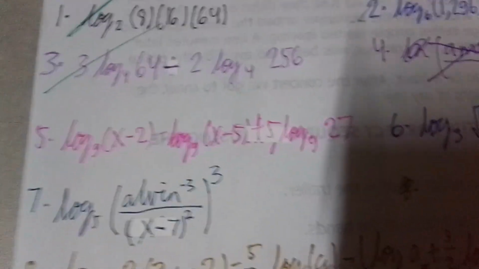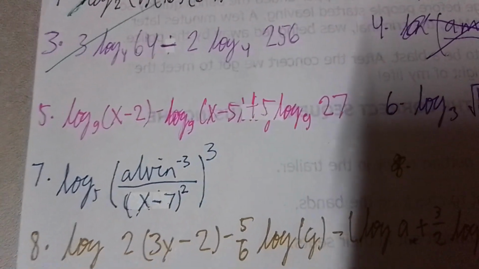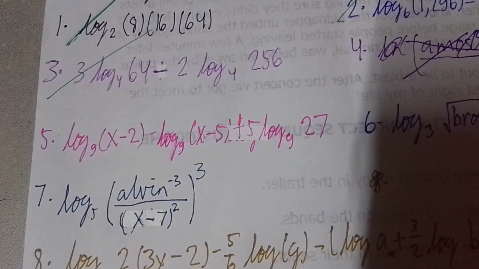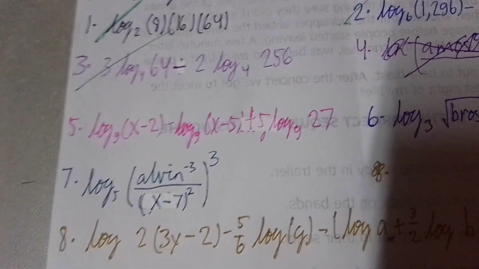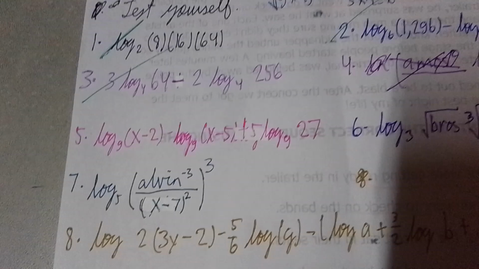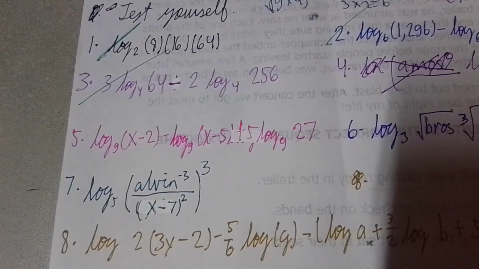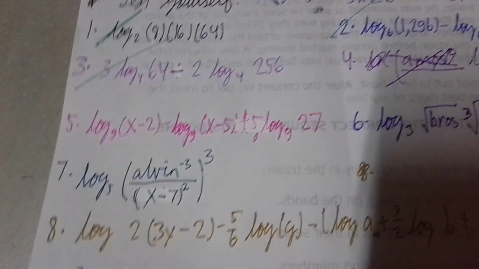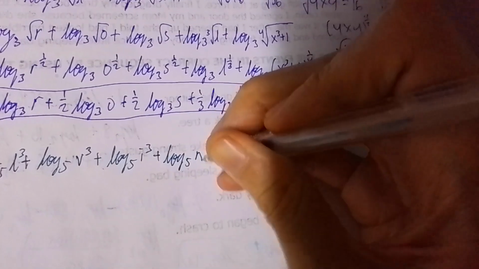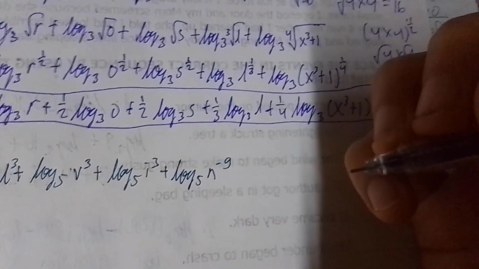Remember, the negative 3 is only for referring to the letter N, the last letter of Brother Alvin's name. N is raised to the negative cube. So we distribute 3 times negative 3, and we get negative 9. Therefore, it's going to be plus log base 5 of N raised to the negative 9 power.